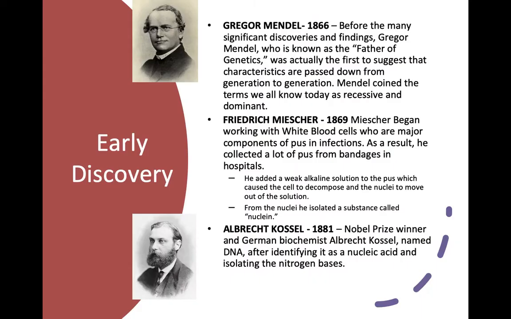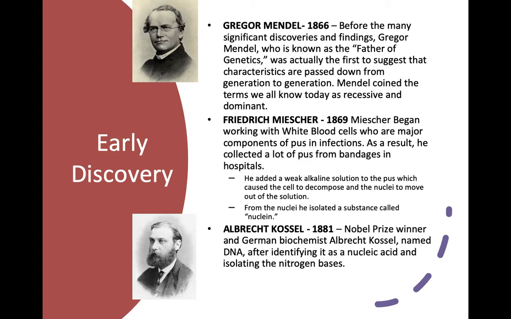You learned during the genetics unit that back in 1866, before many other significant discoveries and findings were made, Mendel actually discovered that there was an agent that was being passed down from generation to generation. Now, he didn't really know what that agent was, but he knew that a parent could pass on something to the offspring, and that's how characteristics and traits were passed down.